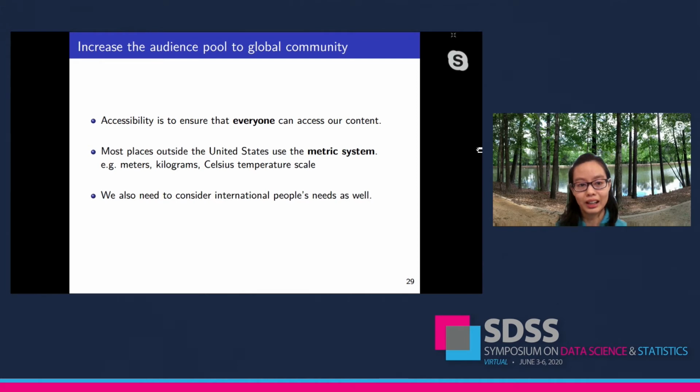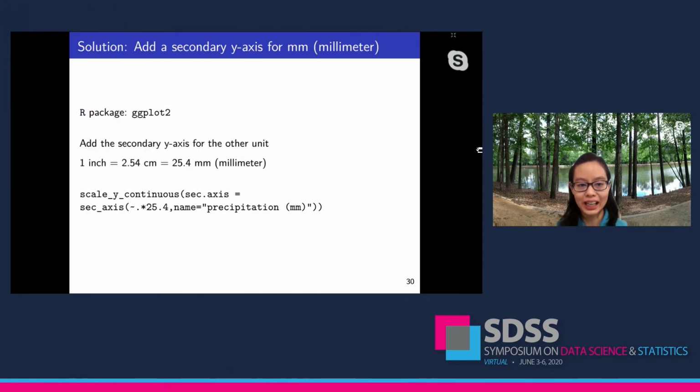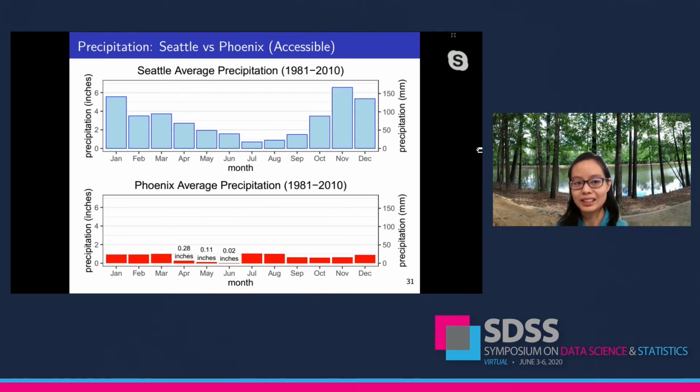And so accessibility includes people with disabilities, but that's not the only need. We are trying to include everyone. And for the metric system or the different units, we can add a secondary y-axis for the other unit. And in this way, people do not need to make the mental calculation in understanding the absolute value of the precipitation. And it looks like this. We can see on the left is precipitation in terms of inches, and on the right side is millimeters.